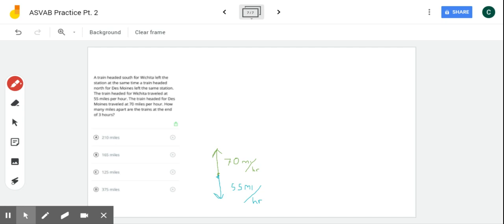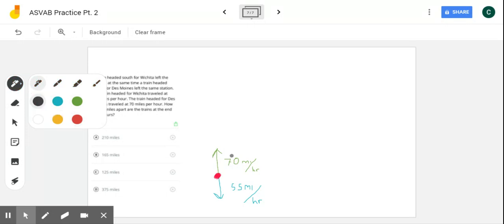All right, a train left the station headed south and it was going 55 miles an hour. A train left the station going north, going 70 miles an hour. The key here that I missed on the first read through is that they left the same station. Okay, so after 3 hours, it wants to know how far apart the trains are.